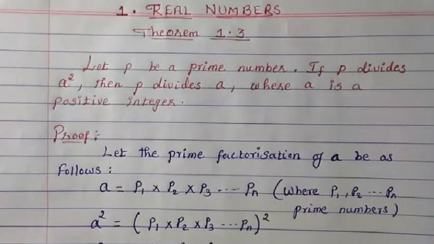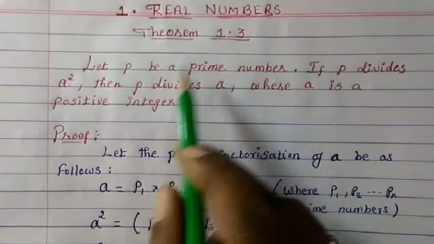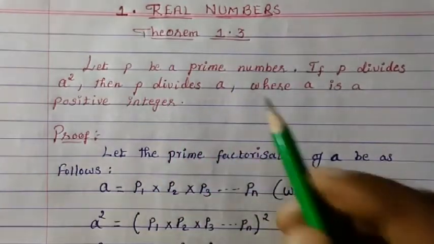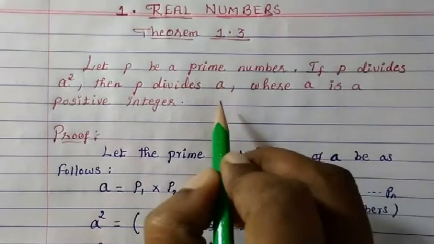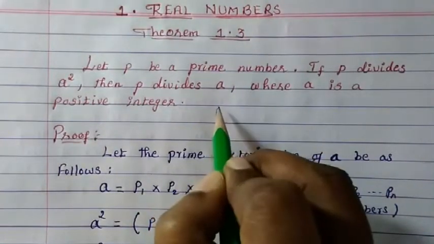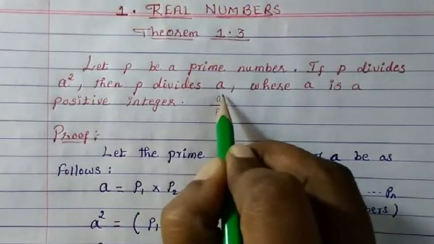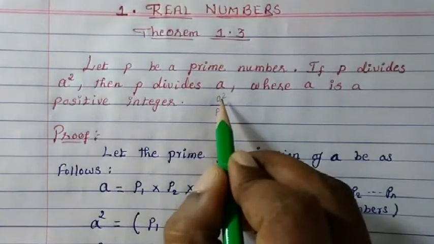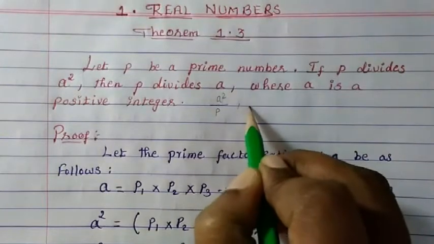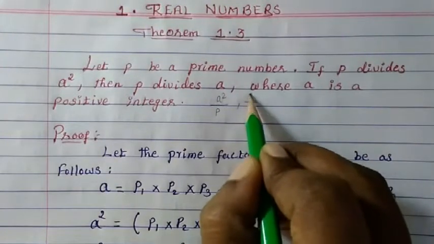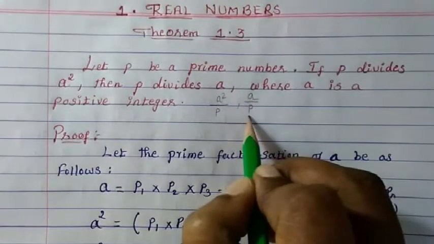Now, in the simplest way, I'll explain this theorem, then we'll go for the proof. What they are trying to tell is, if P is dividing A square, then we have to prove that P also divides A. This is what we have to prove.